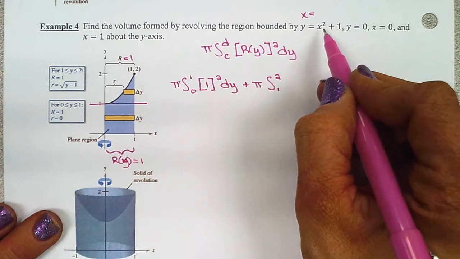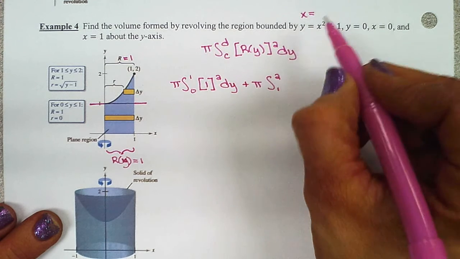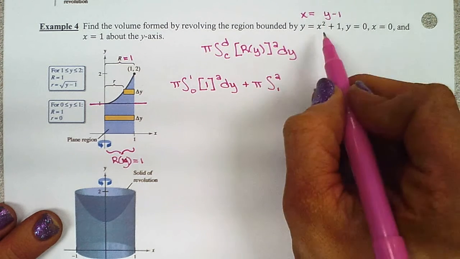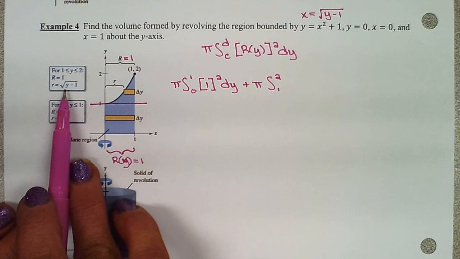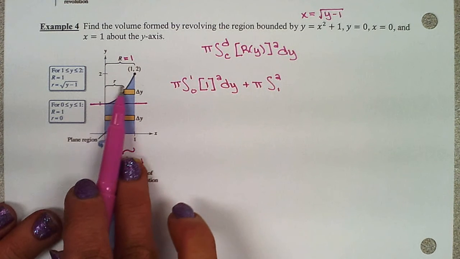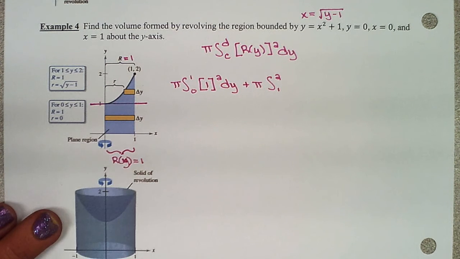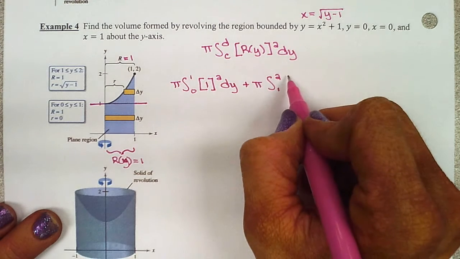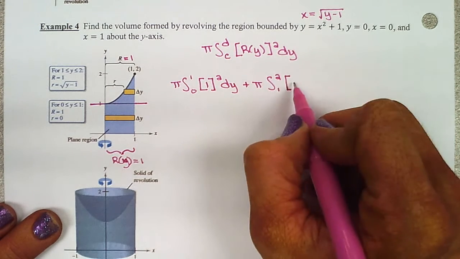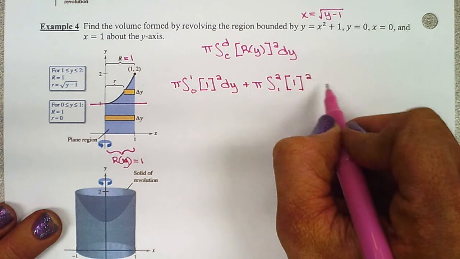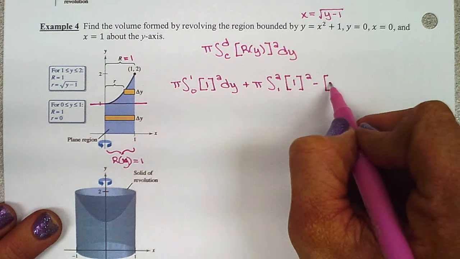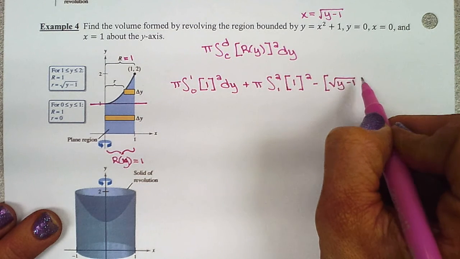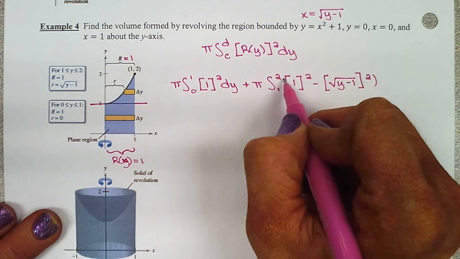So if I were to solve for x, I would have to subtract the 1. So I'd have y minus 1. And then to get rid of the square, you have to square root the whole thing. And you can look here, they actually have that written here, that little r equals the square root of y minus 1. So that's our little r here. So we are going to end up having to take our big R squared, which our big R is 1, minus our little r squared, which the little r here is that square root of y minus 1, and then squared, and then dy.